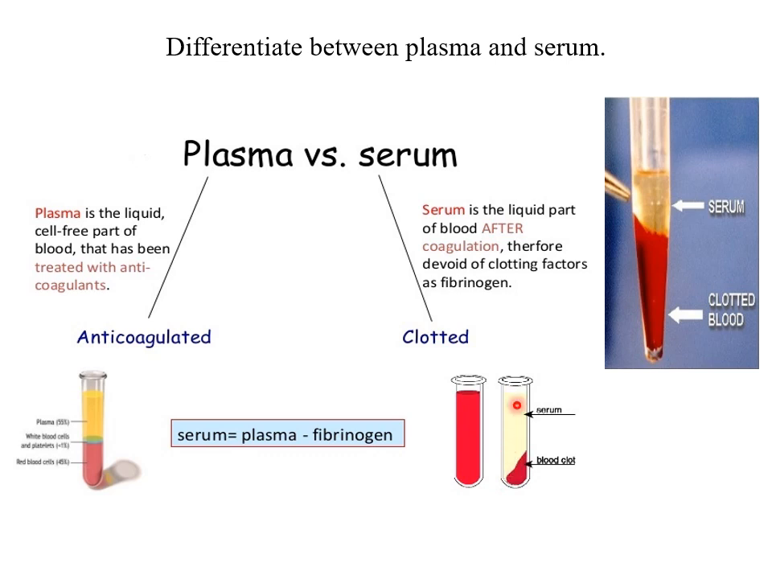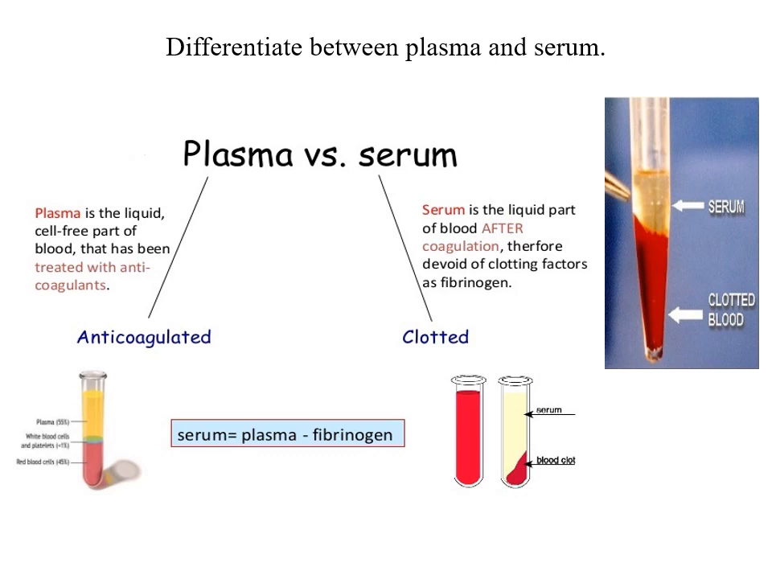This clear fluid is called serum. So the serum is the liquid part of blood after the coagulation. Therefore, it is devoid of clotting factors such as fibrinogen. Whereas in the case of plasma, plasma is also a liquid portion, but it still has the clotting factors in it. In the serum, the clotting factors are absent because these clotting factors are used up during the clotting process.